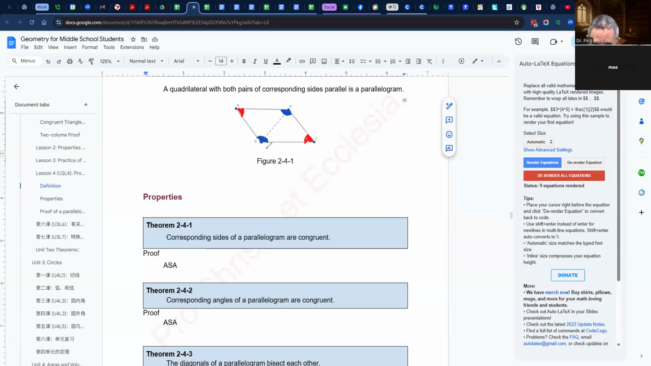Okay, let's call the blue angle X, so we have X, X. The red angle is Y. What do we know? When we add all together, we get 2X plus 2Y. That should be equal to 360 because this is two triangles, and each triangle is 180. Now we divide by 2, and X plus Y is 180.